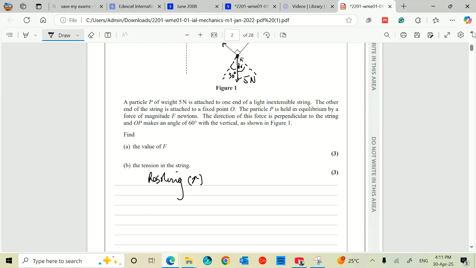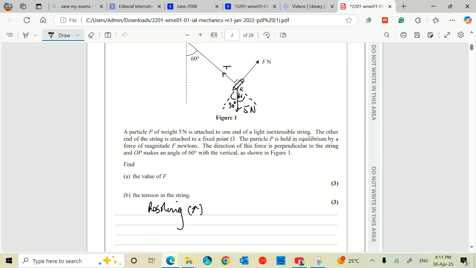So let's look at the diagram. And here we go. I'm resolving perpendicular here. So this will give me F minus 5, and I'm going into the angle. If I'm going into the angle, that's normally associated with cosine. So that will give me F minus 5 cos 30 degrees, and of course, because it's in equilibrium, is equal to 0. So that gives me F equal to 5 cos 30 degrees.